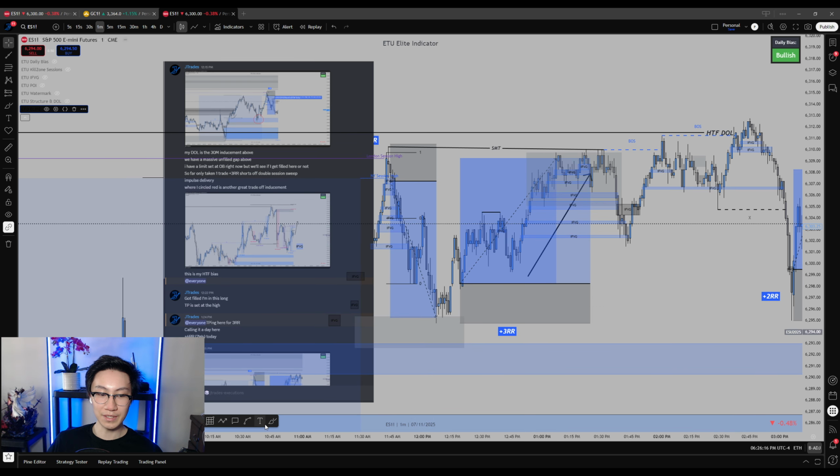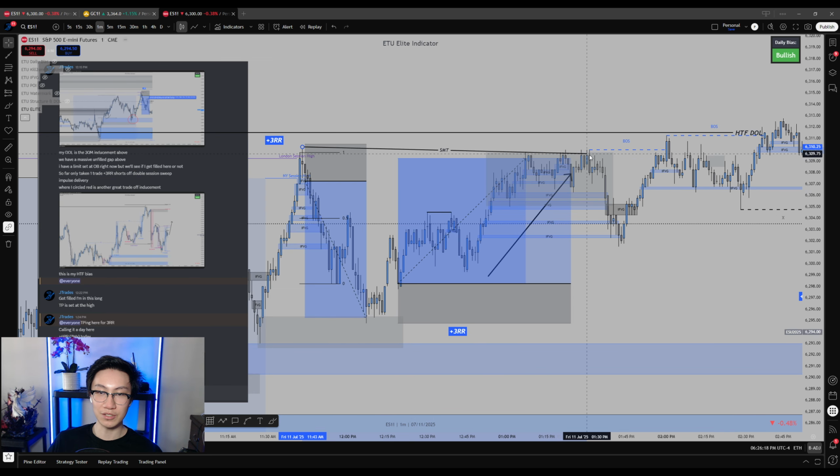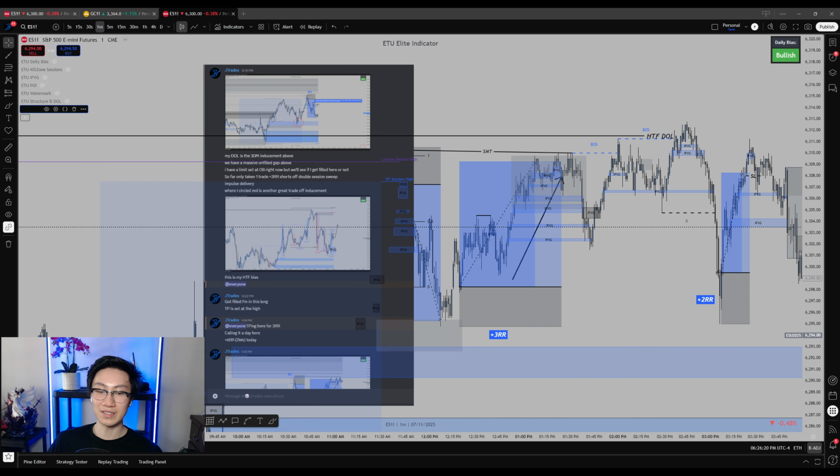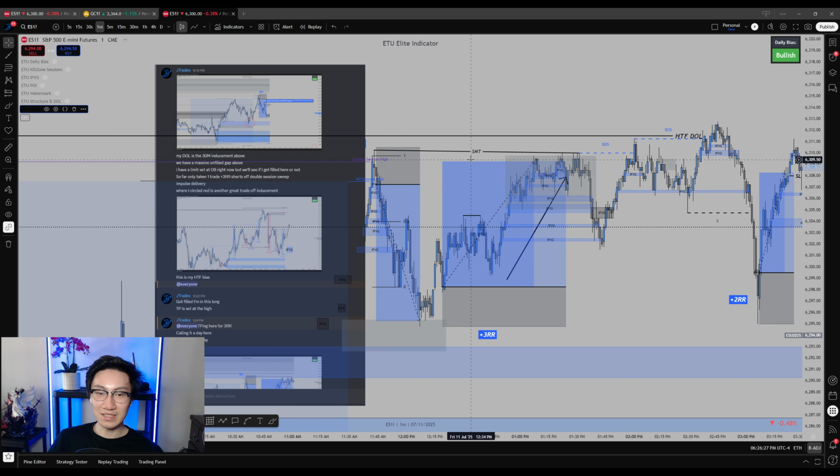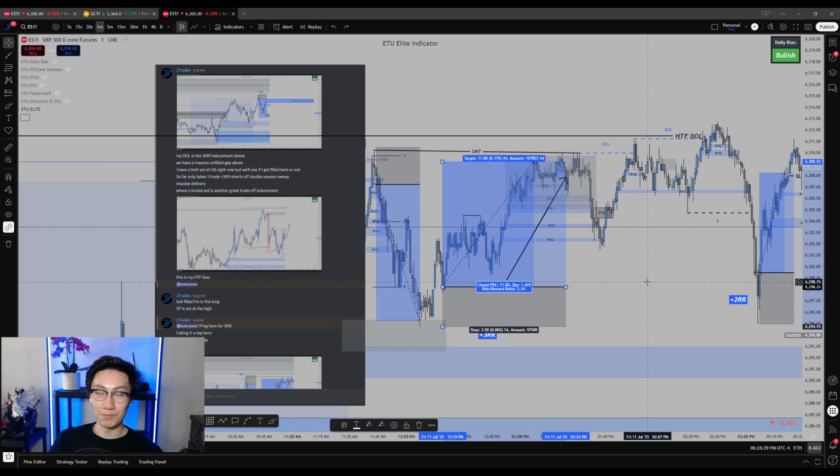The reason why I TP'd here mainly is just because we had an SMT with NQ. Now this is a low probability SMT because we're bullish. We're expecting expansion to the upside in price. Therefore, this is something you can usually hold for the high on both assets.